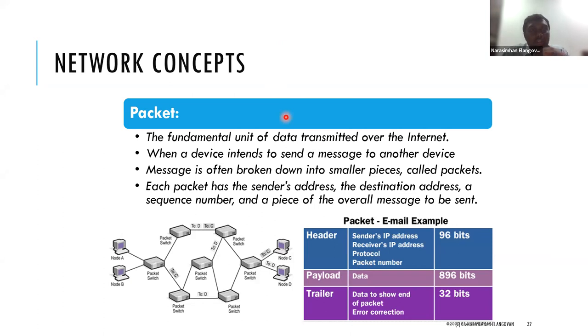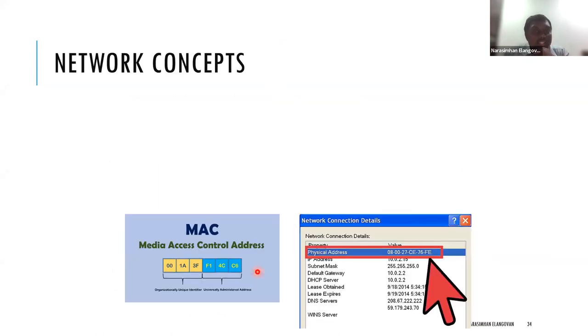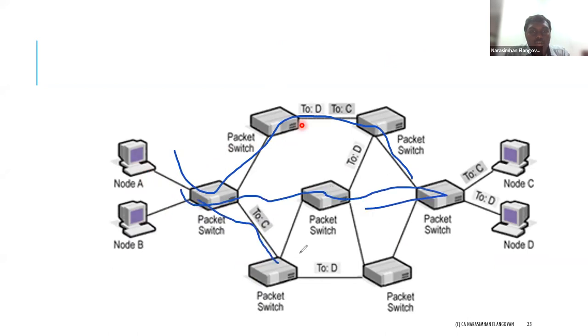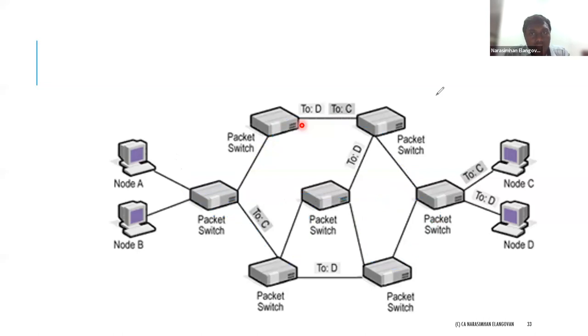Coming back, I'm quickly continuing. Packet is a fundamental unit of data which is transmitted over the network. Every piece of data is transmitted in packets, and this is what we call packet switching. A simple example: a message could go within these channels and reach the ultimate destination. For example, from node A, one packet could go like this, another packet could go like this. This is what is called packet switching. And that's one of the reasons why sometimes it says 99% download complete and that last 1% takes a significant amount of time.